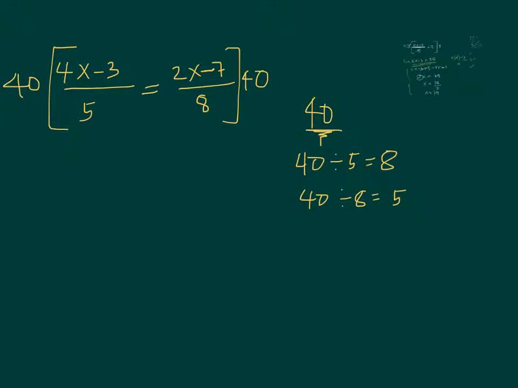Okay, so again, whatever I do on one side, I have to do it on the other side. So what will happen to 40 over 5? What's 40 over 5? We did it a while ago. It's 40 divided by 5, 8. Okay, so that 40 over 5 is just 8. And then 4x minus 3. What about 40 over 8?